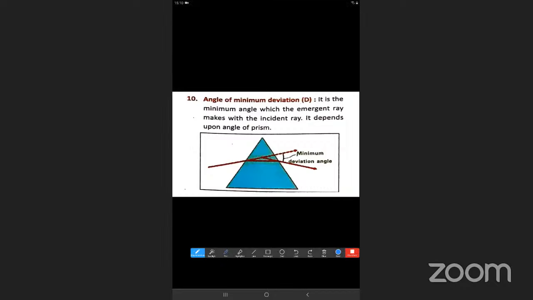So angle of minimum deviation. It is the minimum angle which the emergent ray makes with the incident ray. It depends upon the angle of prism. Here, this is the emergent ray and this is the incident ray. So it is a minimum angle which the emergent ray makes with the incident ray. So this is the minimum deviation, the angle of minimum deviation. It is denoted with capital D.